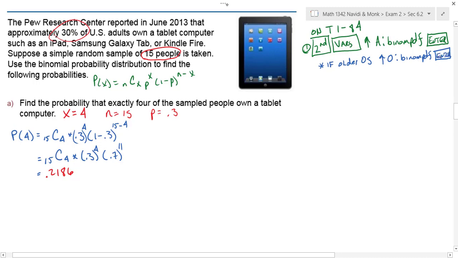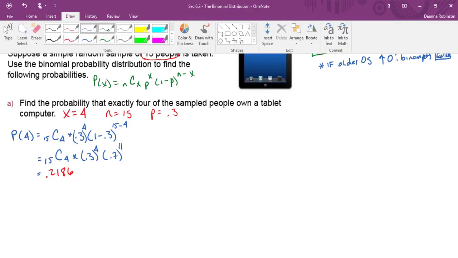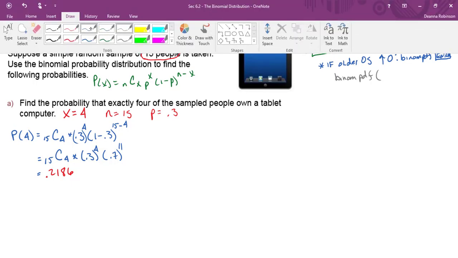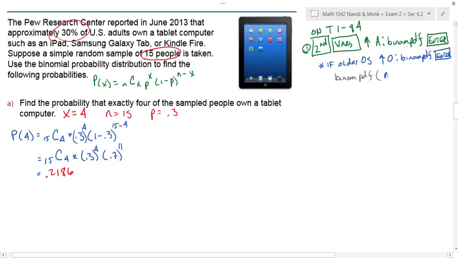Once you hit enter, it's going to pop this onto your home screen, and then you're going to need to put in numbers for n, comma, p, comma, and x, and then hit enter. It's going to put this on your home screen. You have to type in what's in blue.